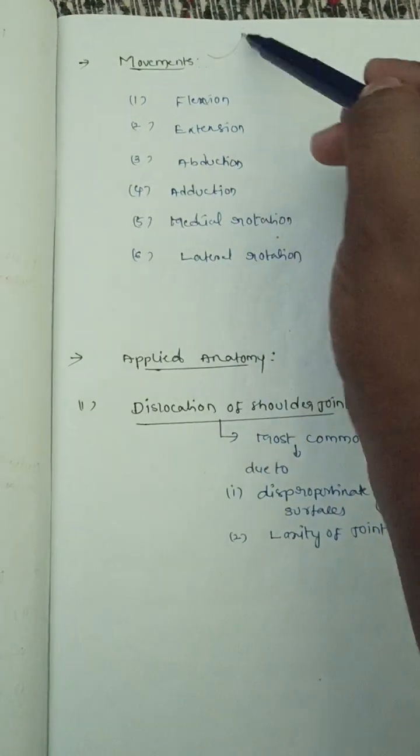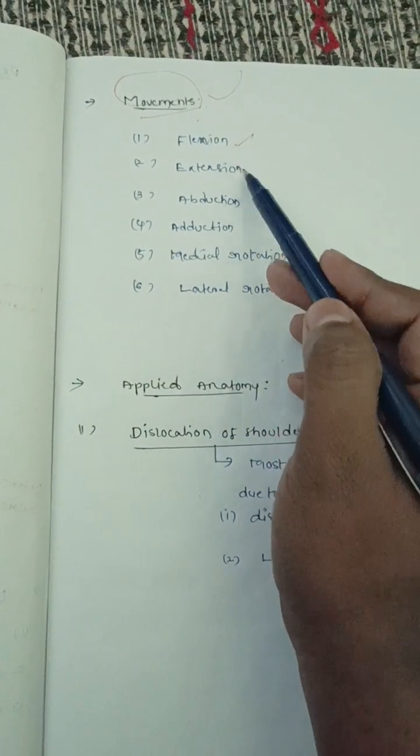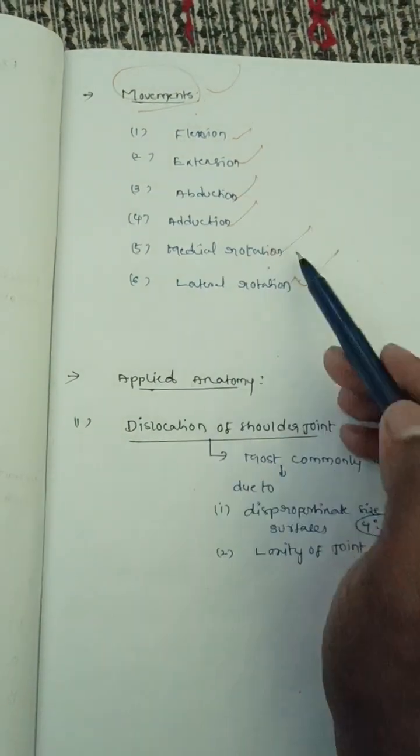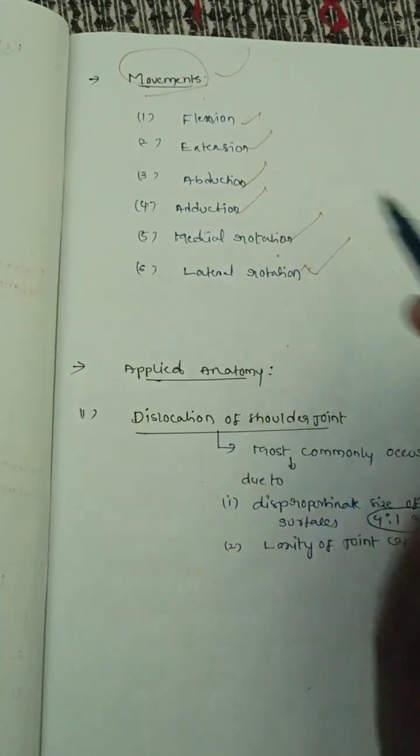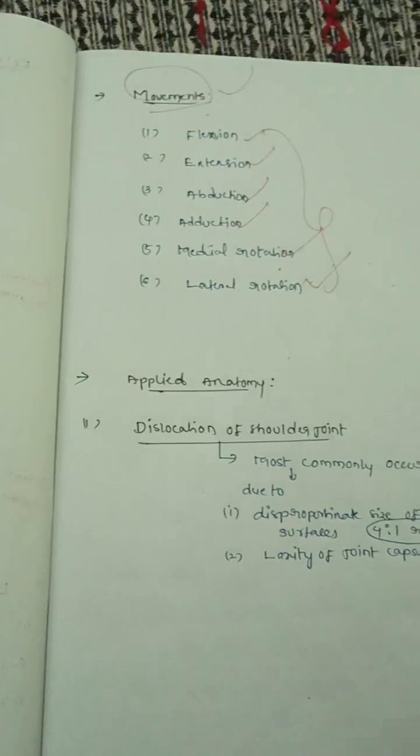The shoulder joint shows the maximum movements in the body. It shows flexion and extension, abduction, adduction, medial rotation and lateral rotation. These are the movements of the shoulder joint, and these movements take place by many muscles.